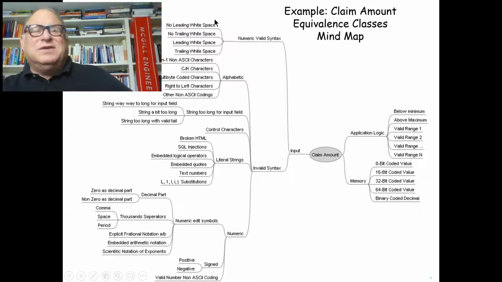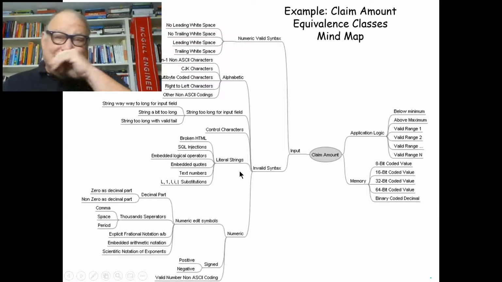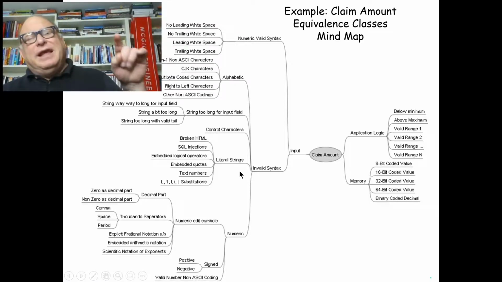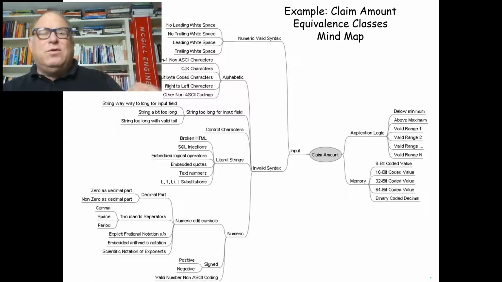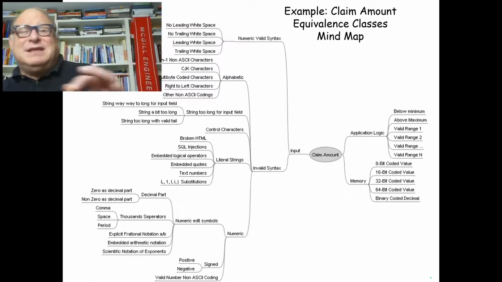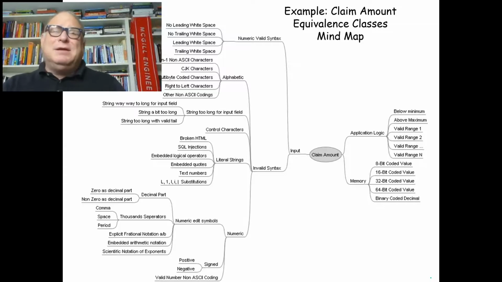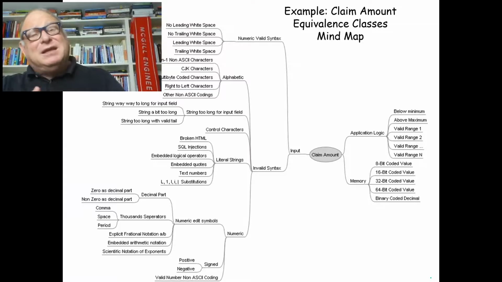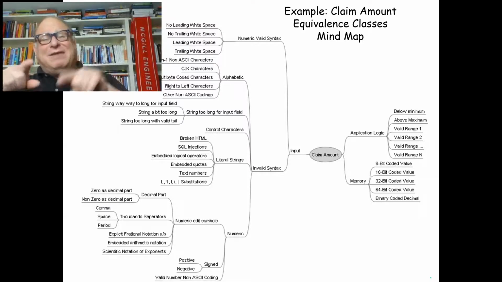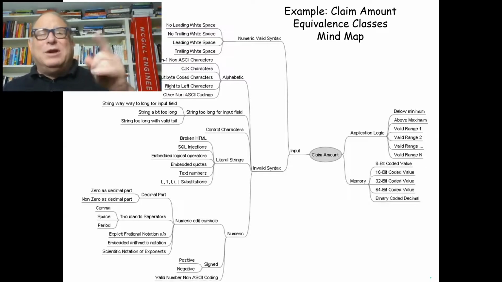For invalid syntax, there's a lot of stuff in here, like alphabetic characters, strings that are too long for the input field, control characters, and what are called literal strings. For example, someone types in a lowercase l or an I or a 1 or a vertical bar, meaning the same character. People who learned touch typing on ancient manual typewriters would actually make that type of mistake because they didn't have a separate key for uppercase I, lowercase l, and the digit 1. There would be one key for all three. So that's called literal strings.